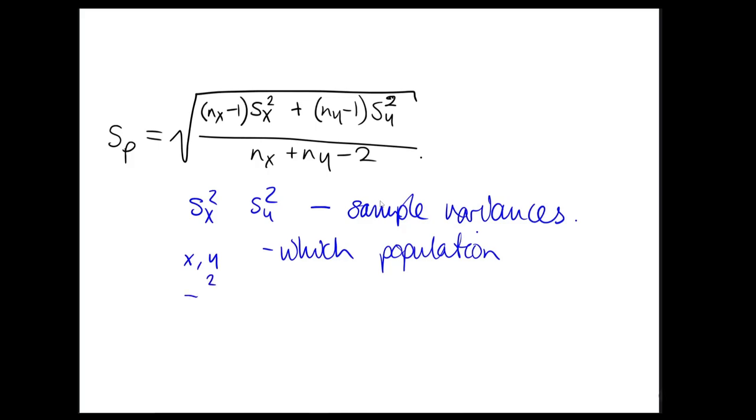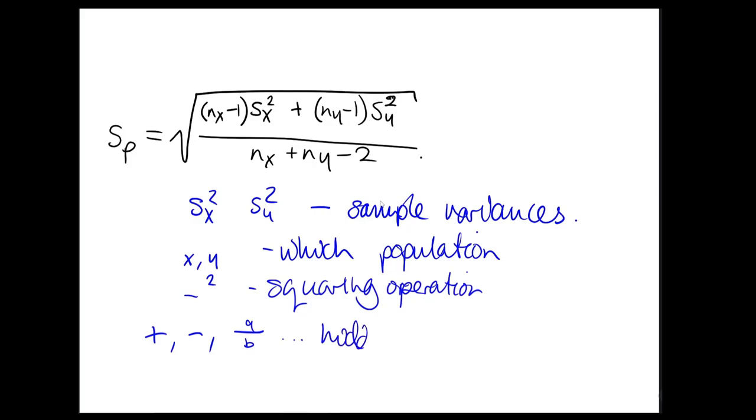Raising something to a power, right? So you have the superscript here, which is the squaring operation. And we've got a bunch of arithmetic. We've got our plus, our minus, our divide is written like that, where you have something over something else. But we've also got hidden multiplication, specifically here and here.